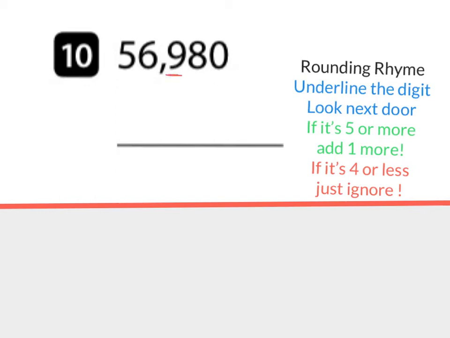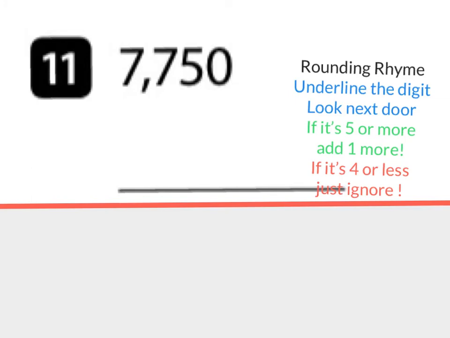56,980 rounded to the nearest hundreds place. You underline the hundreds place, circle the digit to the right. The circle digit is 5 or greater, which means the 9 will move up to a 10. But you can't have two digits in one place, so essentially you're taking 69 and adding one more to that. That changes to a 70. The circle digit and all the ones to the right turn to a 0. And then all the digits to the left of the underlined digit stay the same. So 56,980 rounded to the nearest hundreds place would be 57,000.